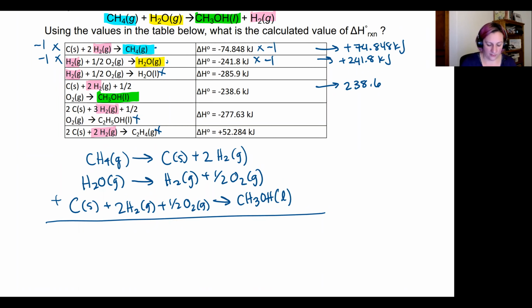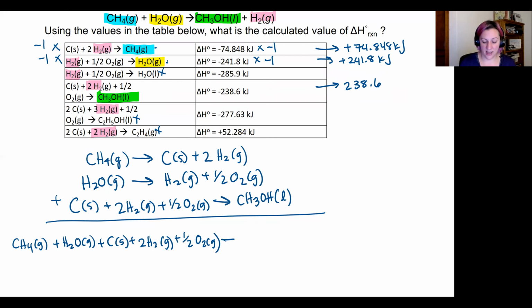So I have CH4 plus H2O gas plus my carbon, that's a solid, plus my 2 hydrogen gas, plus my half of an oxygen. It's a lot to write out on each side. All right, now I do my products. So for my products, I have carbon solid plus my 2 hydrogen gas, plus my H2 gas and my 1/2 oxygen. And I'm just going through each equation. And then finally my methanol.